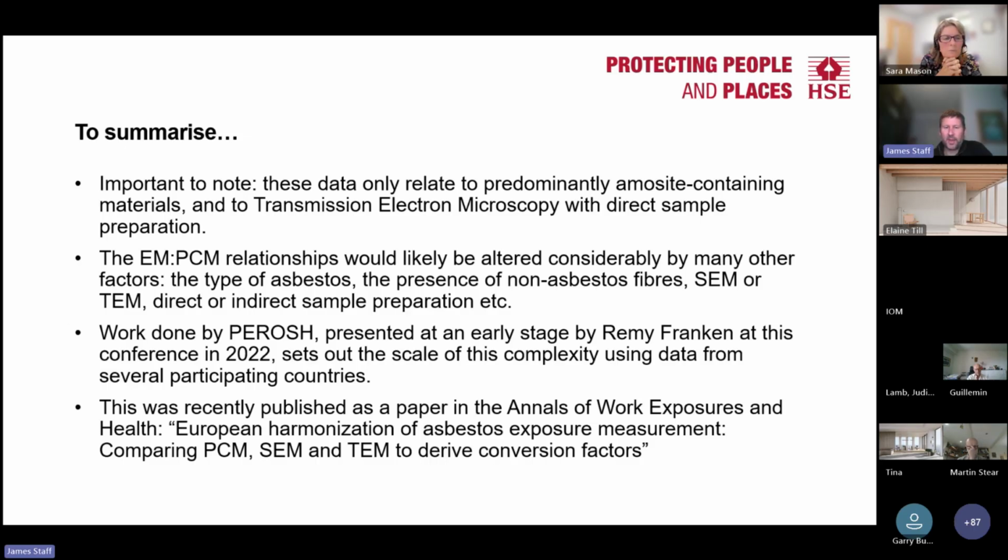The work found that the EM to PCM ratio was not constant, but changed significantly between different data sets. And that's likely due to combinations of all these factors I've talked about. This work was recently published as a paper in the Annals of Work Exposures and Health. The name of that paper is there on the slide, and I'd recommend having a look at that if this is an area you're interested to learn more about.